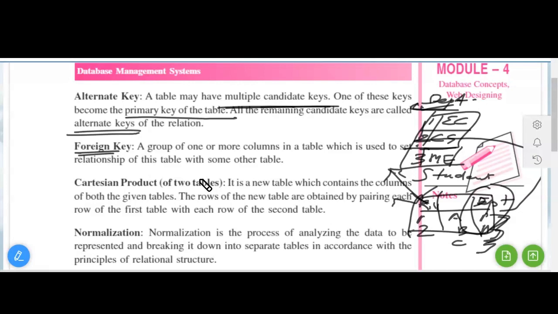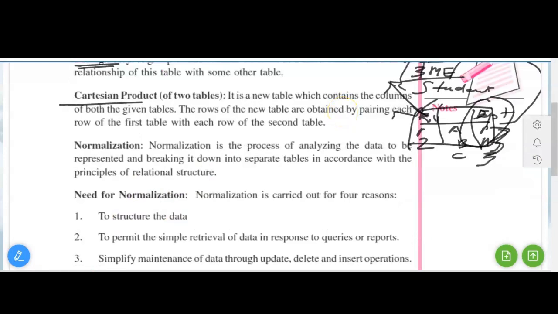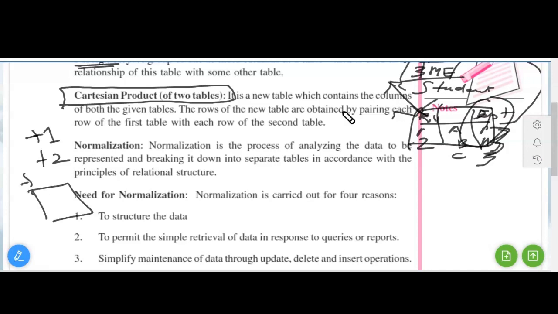Okay, next is the Cartesian product of two tables. That means you have table 1 and table 2 with you. When you have both tables available, you make a new table which is a combination of T1 and T2. That Cartesian product table you will be getting, which has to satisfy some result of the queries.